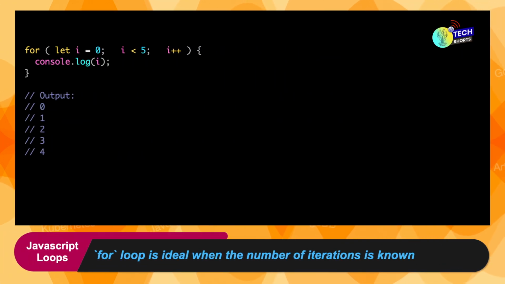The for loop is most commonly used in JavaScript and is ideal when the number of iterations is known. The syntax of for loop includes three parts: an initialization statement, a conditional statement, and an update statement.